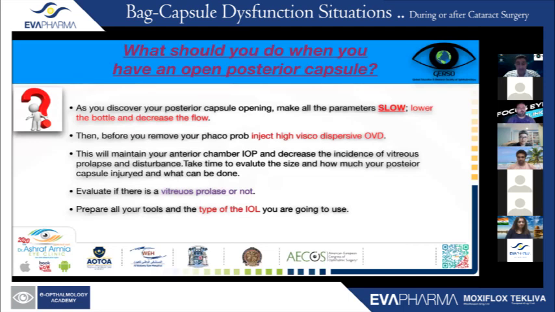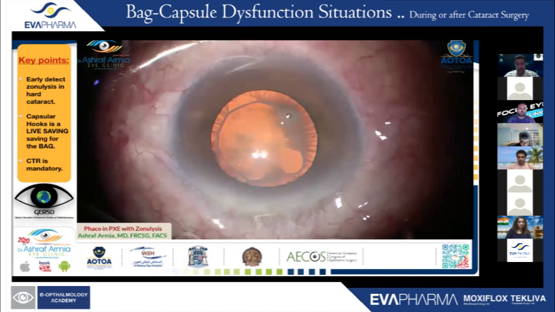Inject high viscodispersive OVD to maintain the vitreous and the anterior chamber depth. This will maintain your anterior chamber IOP and decrease the instance of prolapse and disturbance of the vitreous. Evaluate if there is a vitreous prolapse or not, and prepare all the tools and the type of IOL.